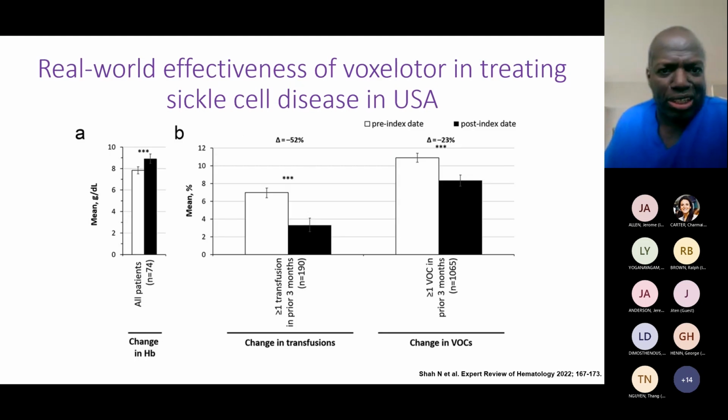So it's all well and good looking at the trial data, but this is some US real world, as they describe it, data on voxelotor. It showed, as I suggested from the previous slide, an increase in hemoglobin by at least 10 grams per liter in the vast majority of patients, a reduction in the number of transfusions for these patients by more than 50%, and a reduction in the number of vaso-occlusive crises. So ticking a lot of boxes.